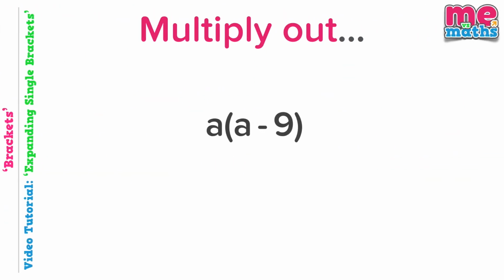We'll do this one nice and quickly. a times a, or a times itself, you should hopefully know is a squared. And a times minus 9. A positive times a negative is negative. And a times 9 is 9a. So minus 9a. All done.